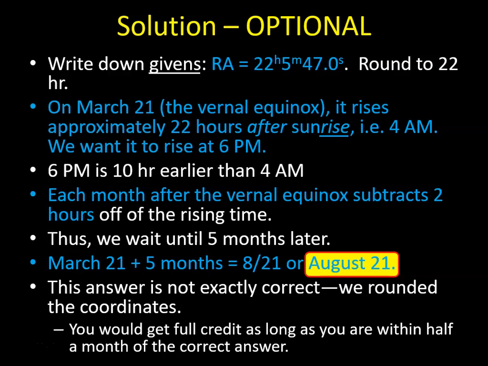Here's another way of thinking about this. Its right ascension is about 22 hours. So we want it to rise at sunset at a time of year when its right ascension is 12 hours different from that of our sun, so that it's on the opposite part of the sky. Well, what time of year is that? That's going to be at a time of year when our sun has a right ascension of 10 hours. 22 minus 12. Advanced math there.